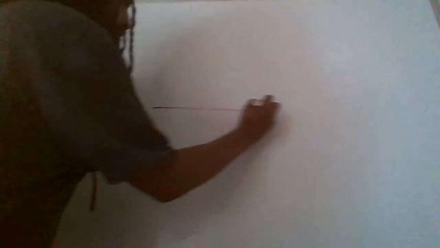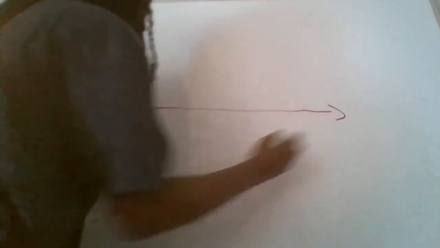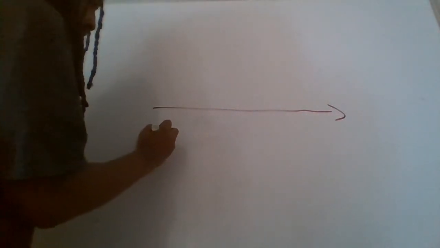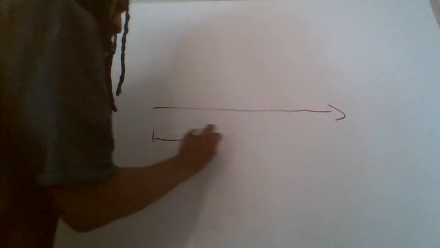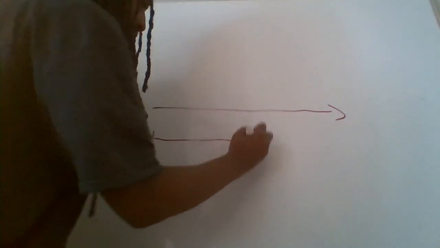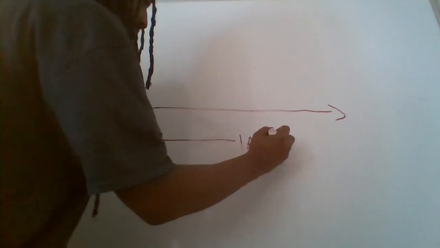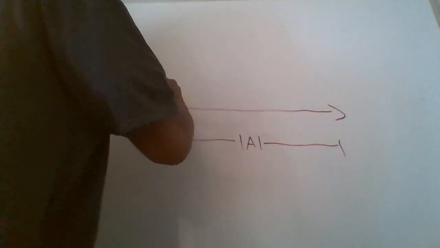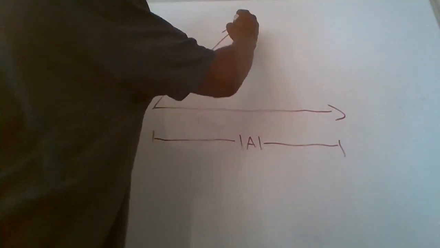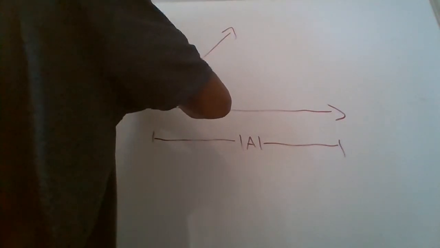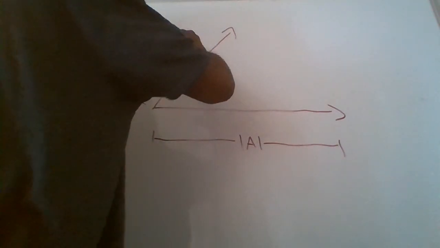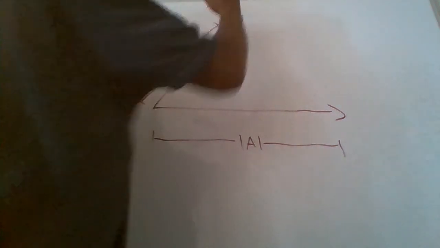Okay, so today we're going to be proving the dot product. Say you have a vector here, and the length of this vector, which is A, is the magnitude of A. Now say you have a vector B. The length of this vector is the magnitude of B.